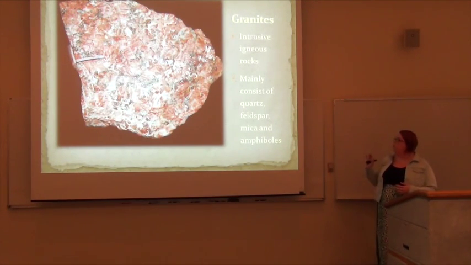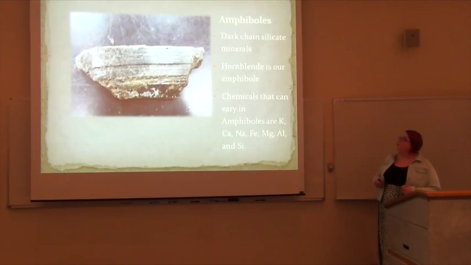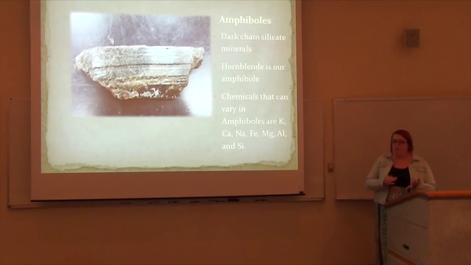The reason behind that is because your quartz, your feldspar, and your mica pretty much have the same chemical composition except for your amphiboles. Your amphibole is what we call a trash can mineral, and so it will take in the elements that are in the magmas that they are created in. So our amphiboles are a dark chain silicate mineral. Our amphibole of choice is our hornblende. In our area, this is mainly what our amphibole is. Some of the chemicals that can vary in amphiboles are your potassium, calcium, sodium, iron, magnesium, aluminum, and silicon.